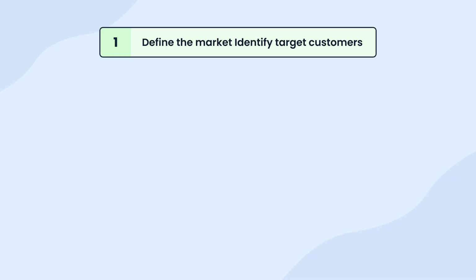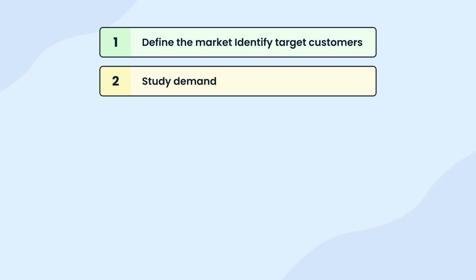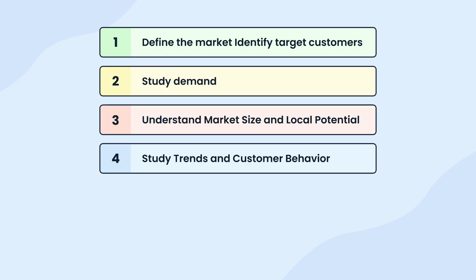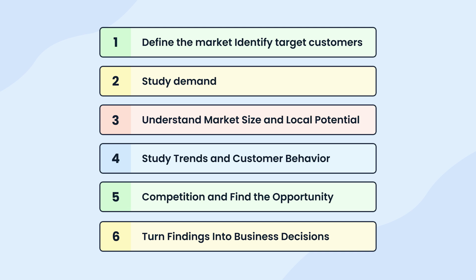So if you want to conduct a strong market analysis, keep it simple. Start by defining the market clearly. Then understand who your customers are and what they need. Study demand. Measure the realistic local opportunity. Look at trends, customer behavior, and the competition. Then use all of that to identify your market opportunity and make better business decisions. That is what market analysis is really for. It helps you understand the market before you commit time, money, and effort.